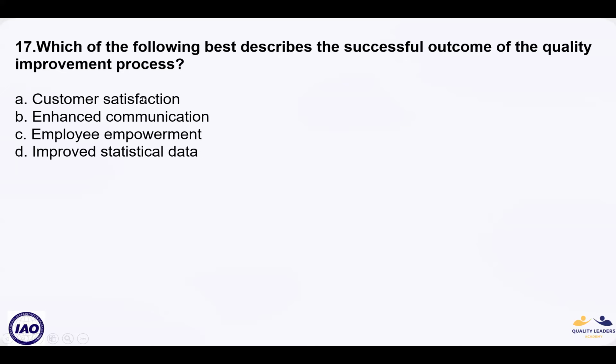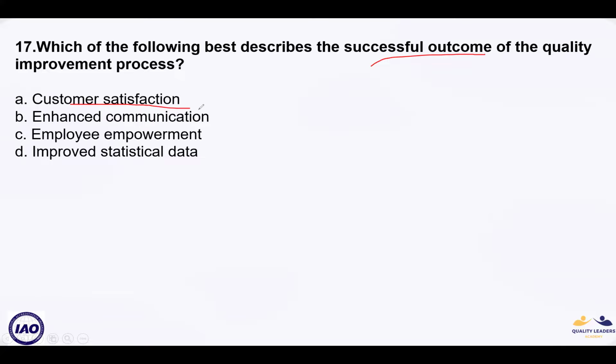Here, the first option is customer satisfaction. Yes, this is what QI ultimately produces: a better experience for patients and their families, safer care, respectful care. It's an end result, right? It's an outcome. Here, the key is successful outcome. This is talking about outcome, and customer satisfaction is an outcome.